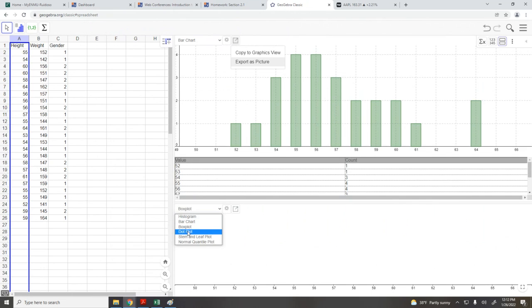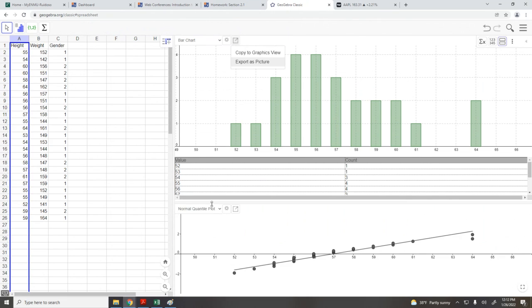Now let us go for dot plot in this case. If we go for dot plot, it doesn't do that. This was not the thing I was looking for. Bar chart, normal quantile plot. No, this is not what we want. Box plot. So that's how we go for bar chart.